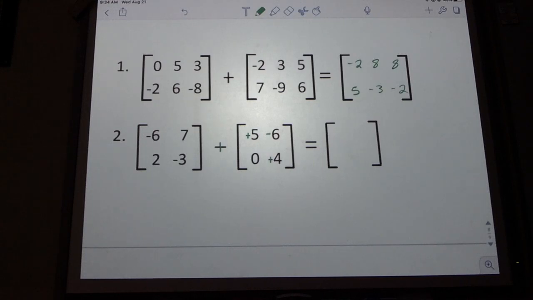-6 added with 5, -1. 7 added to -6 is 1. 2 added to 0, 2, and -3 added to 4. So there are your answers. Okay, matrices do get harder, not as much in this class though. Okay? So this is what we got for matrices. As long as you view them as a bunch of separate problems, it's not that hard.